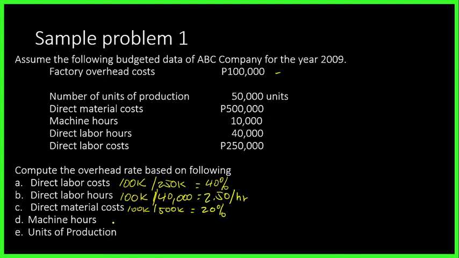If it's based on machine hours, so you divide 100,000 divided by 10,000. Bagalan lang natin para na-absorb nyo. So this will be how much? Ayan, so that will be 10 per hour.